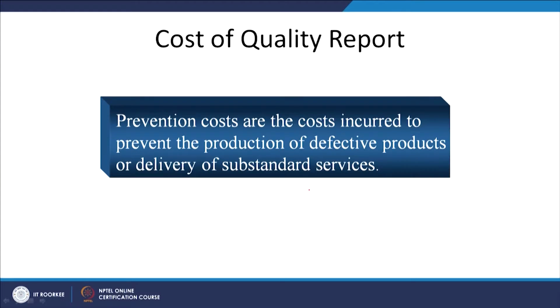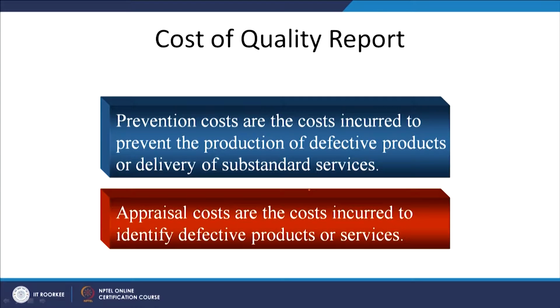So, quality control and preparing continuous quality reports is a very important component. Quickly, prevention costs are the costs incurred to prevent the production of defective products or delivery of substandard services. If you want to maximize the quality of the product, you prevent any kind of defects in the products. Appraisal costs are the costs incurred to identify defective products or services. So, if you go for regular appraisal, then you can minimize product defects, and appraisal itself makes sure that we are very careful about the overall performance of the product within the organization and even when it reaches the customer.